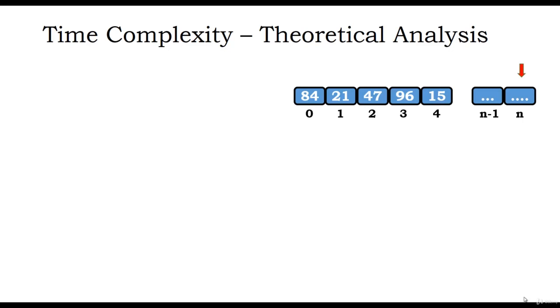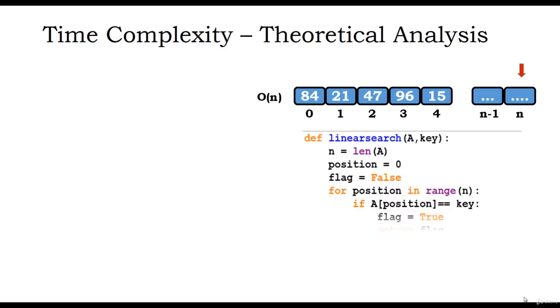Therefore, the algorithm needs to perform the comparison of the key with each element in the array. That is, there are n number of comparisons that need to be performed, as well as we need to traverse the array n number of times. Therefore, the complexity will be order of n. Now let us try to see the algorithm.